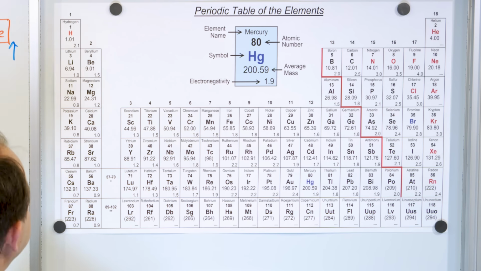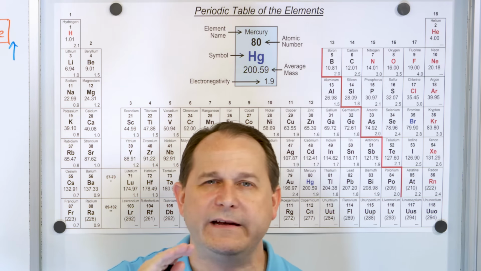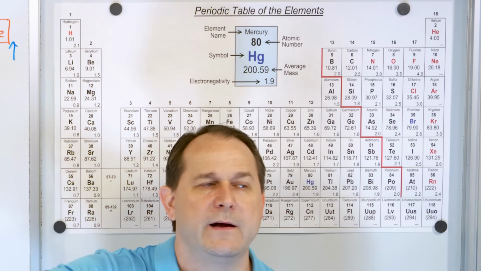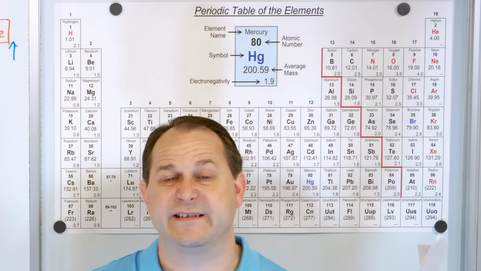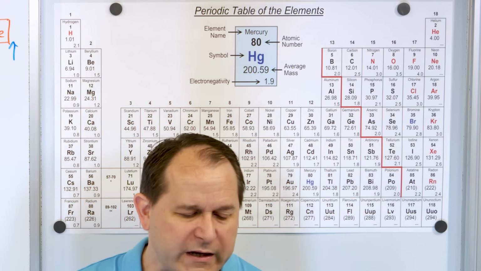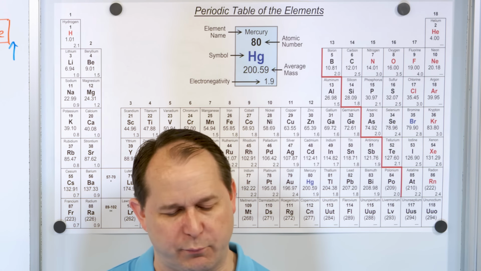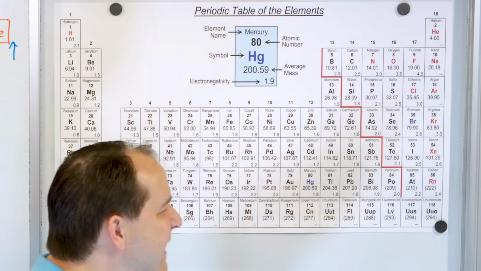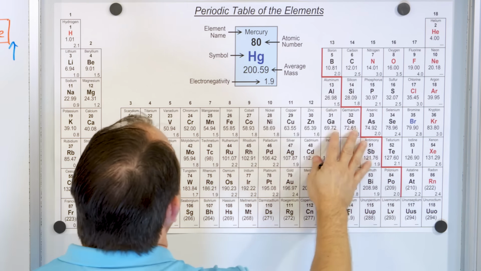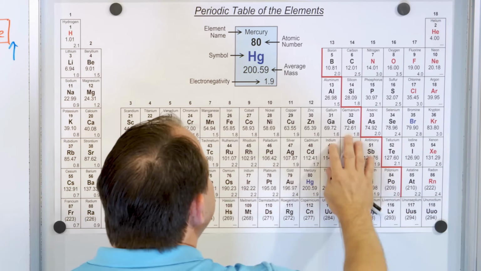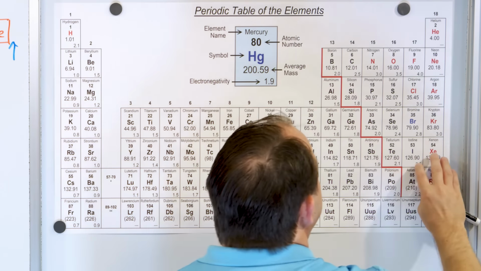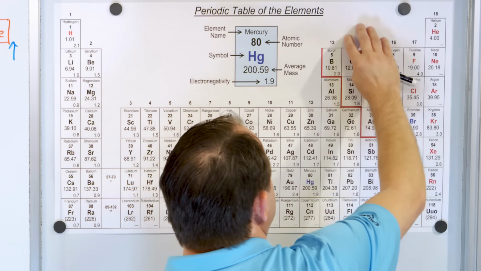So what I'd like to do is tell you at this point, other than the idea of periods, which are rows, and groups, which are columns, and I want you to know that the elements in the different groups have similar properties, one of the absolute most important things that you have to understand here is that the entire left-hand side of the table is in general metals. In general, metals on the left-hand side. On the right-hand side of the table is in general non-metals over here.